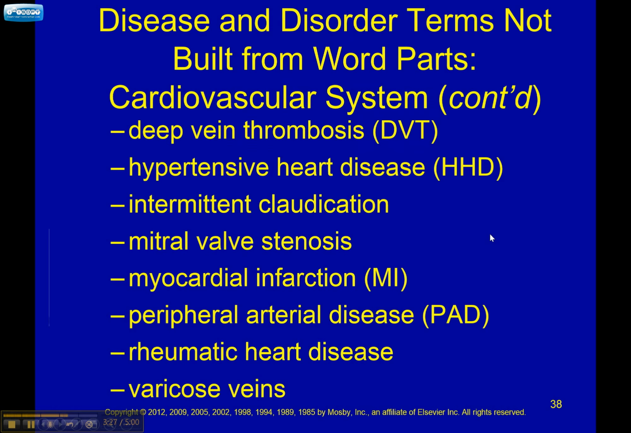The next thing I wanted to do is just some word parts for the rest. Deep vein thrombosis are going to be blood clots within the legs. Myocardial infarction is when a person has a heart attack.